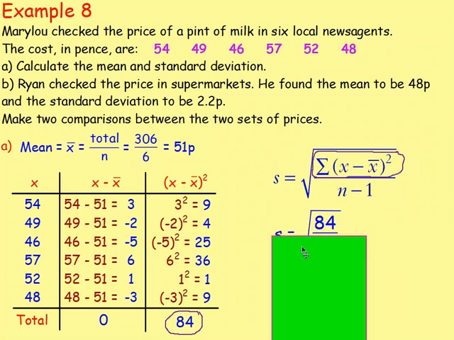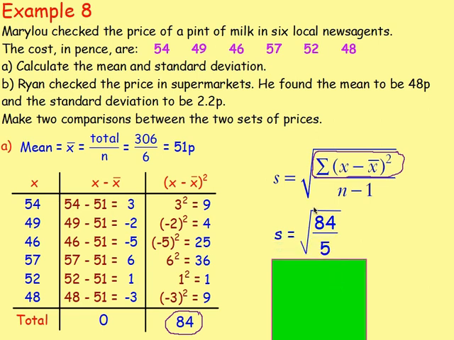We're going to divide that by n minus 1. What is n? How many numbers we had? Good. How many numbers did we have? 1, 2, 3, 4, 5, 6. Good. We had 6. Take one away. 1, 2, 3, 4, 5. Good. So we do the 84 divided by 5.